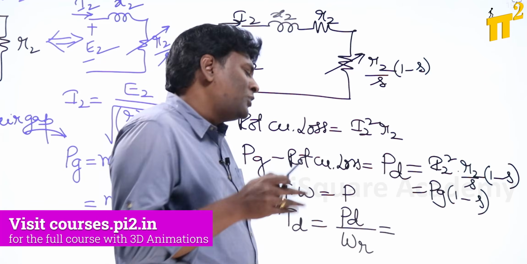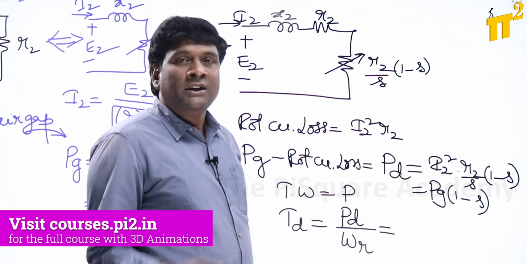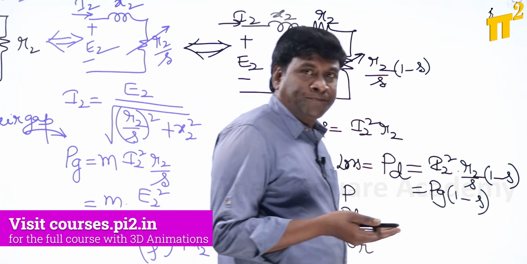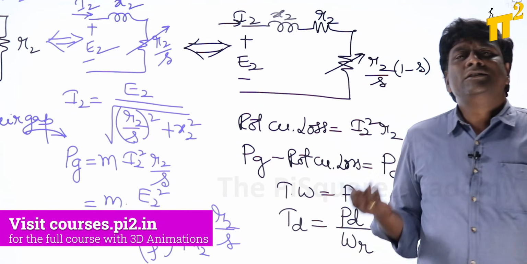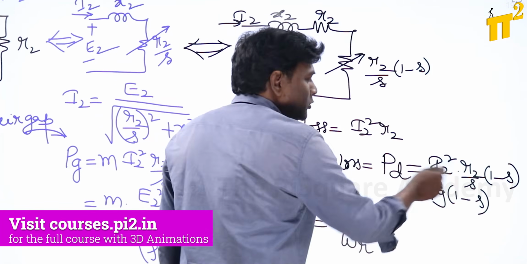As of now, you may feel that it's easy, only you will be able to do it. No, it's not like that. Connections will be there. If you connect the dots properly, then it will be very easy to solve problems of speed controllers, whatever they may be. Okay, so PG into (1 minus S).